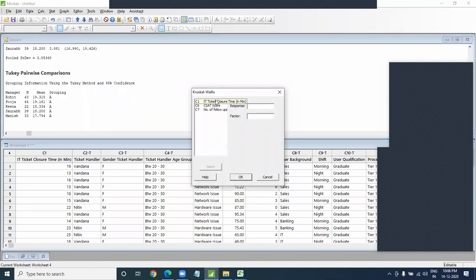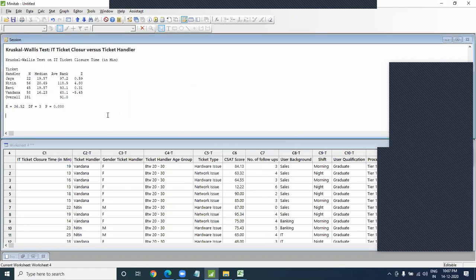Response is your Y, which is ticket closure time. Factor is your X, which is the ticket handler, 2+ groups. It's a counterpart of your ANOVA, so 2+ groups. So Kruskal-Wallis is the test for non-normal data, but only used here in case you have non-random data. Have a look at this. It is comparing the median because it's non-normal data. It's comparing the medians, looking at the p-value.